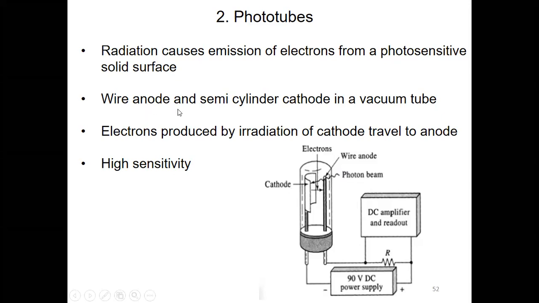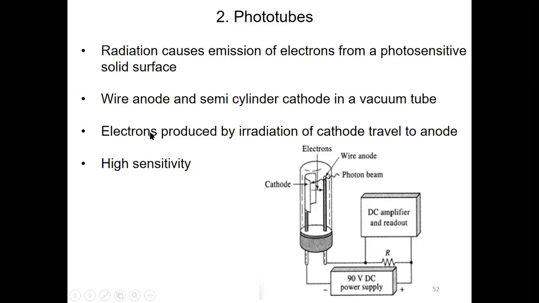And wire anode and semi-cylinder cathode in a vacuum tube. So the phototube consists of a wire anode and a semi-cylinder cathode. The cathode shape is like a semi-cylinder. And both the anode and cathode have been placed in a vacuum tube.